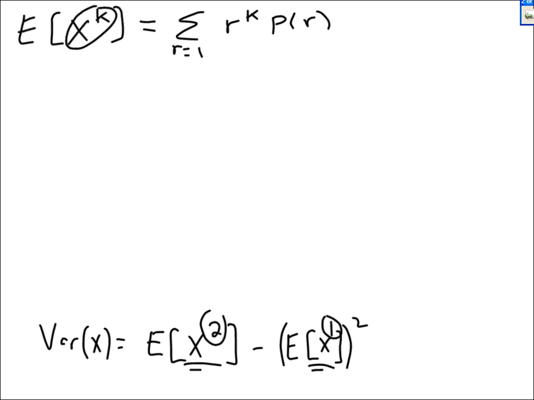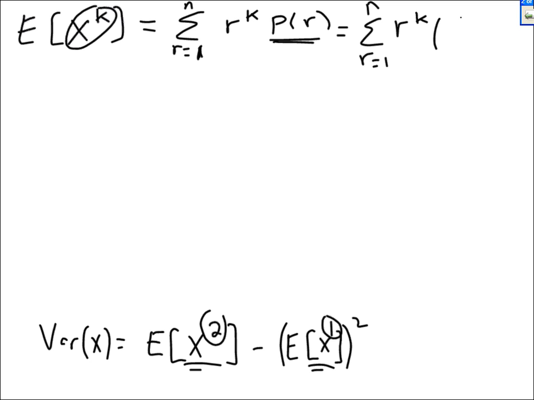And I should have said it, but the parameters are n and k. That is, we are doing this experiment n times. Okay? We're doing this experiment n times. Since it's binomial, most of this stays the same, and I know what p of r is.